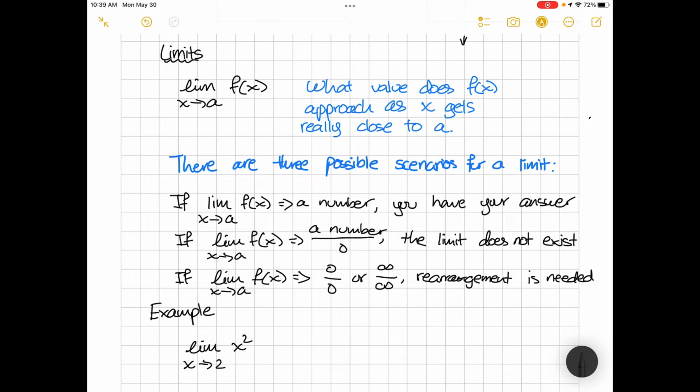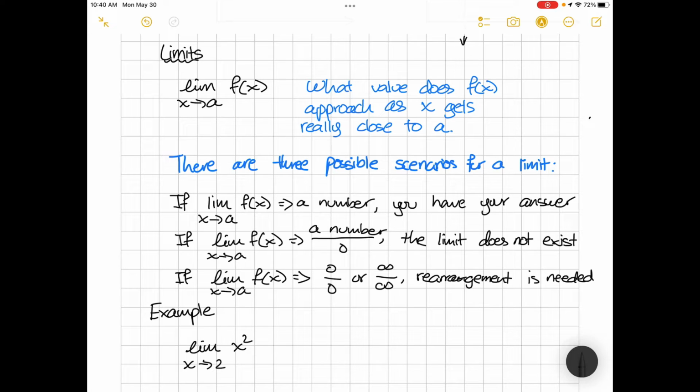Now let's talk about limits. So what are we really talking about when we are talking about a limit? Well, when we are evaluating a limit, we are really just looking at what value f of x approaches as x gets really close to a. And now we need to make a really important distinction. When dealing with limits, we don't care about what actually happens at the point. We only care about what happens as you get really close to the point.